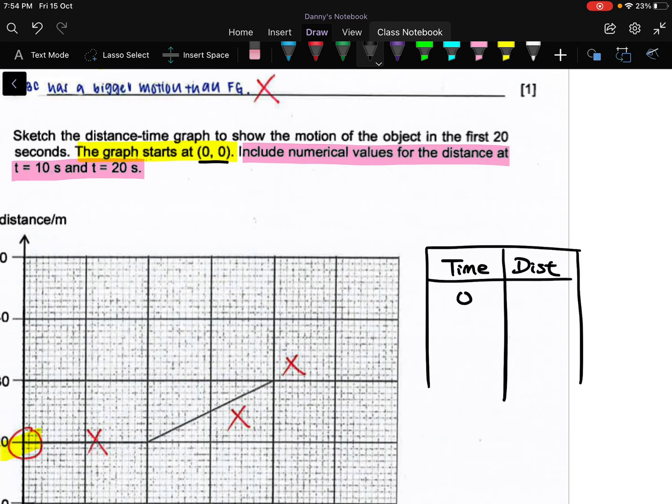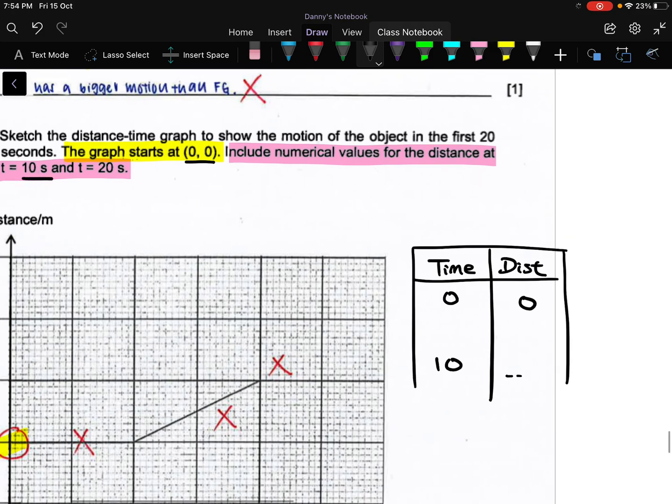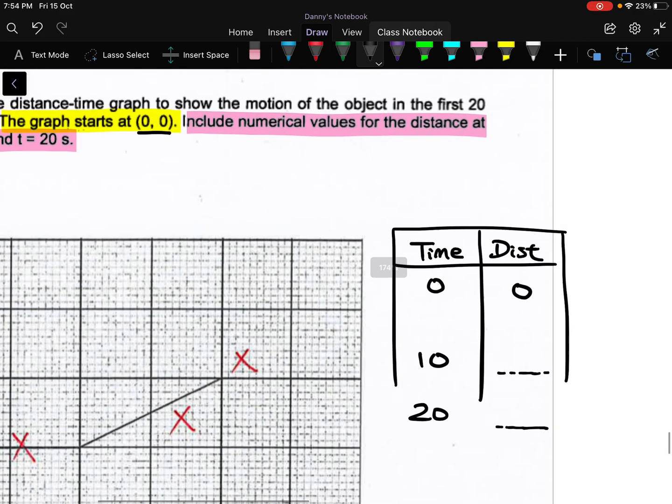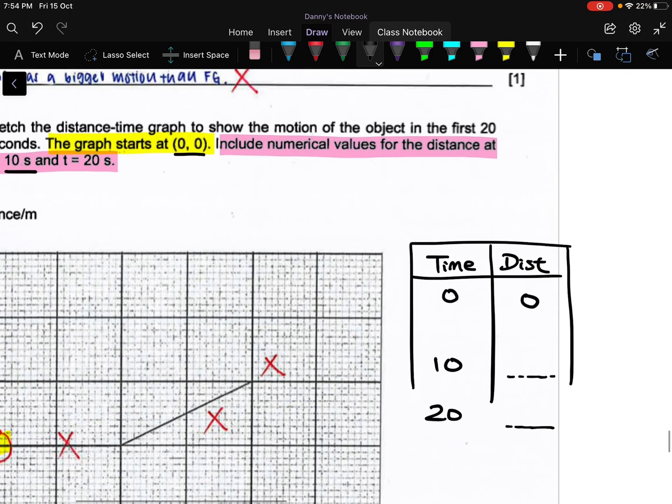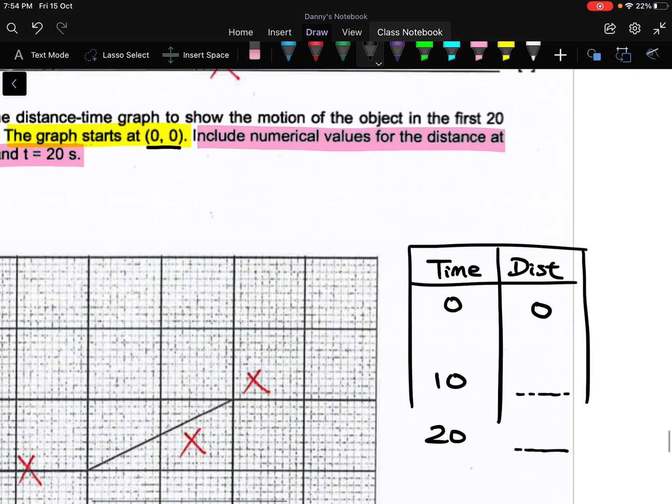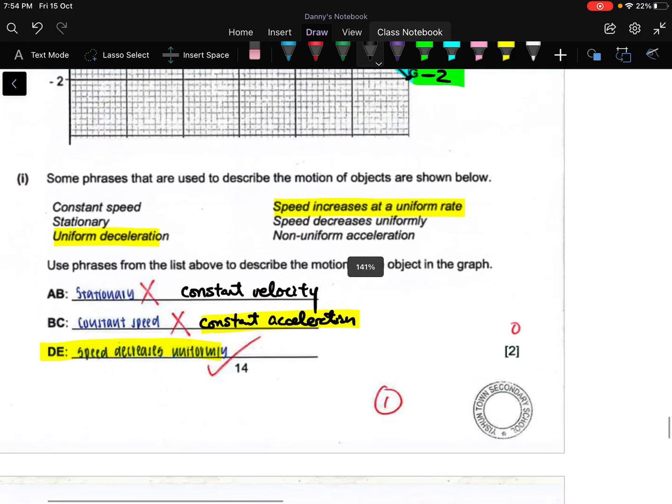First thing I know, time is 0, distance is 0. The question wants 10, I give you 10. I need to find what this is. Time is 20, I need to find what that is. So now this is my mission. Once I have this table, I know what I need to do. Some of you will say, I don't know how to start the question. That means you do not even know what the question wants. So with this table, you know what the question wants.